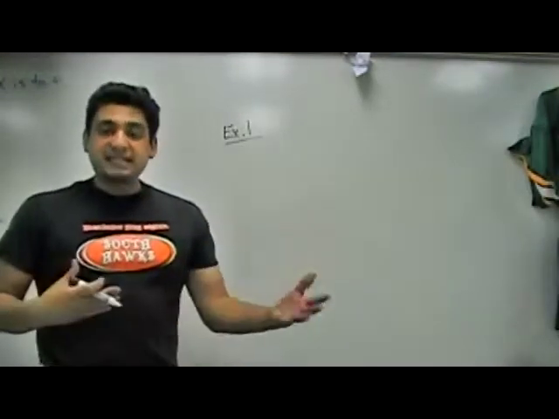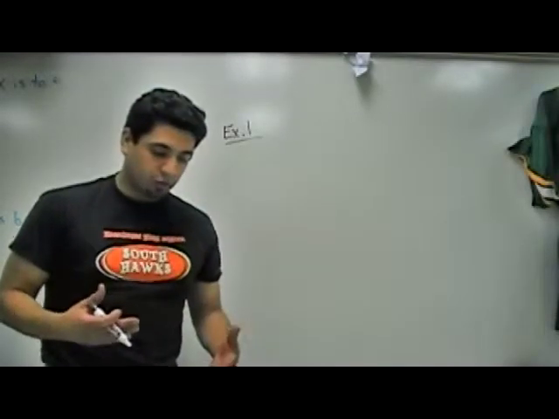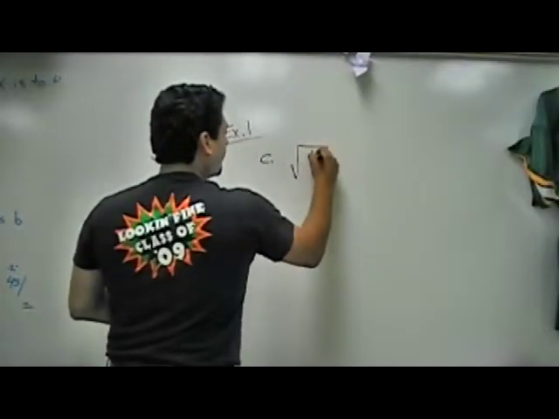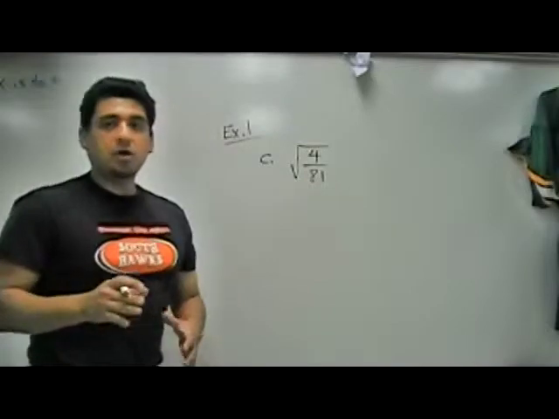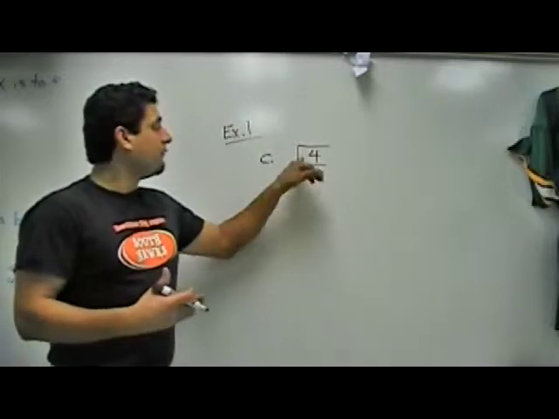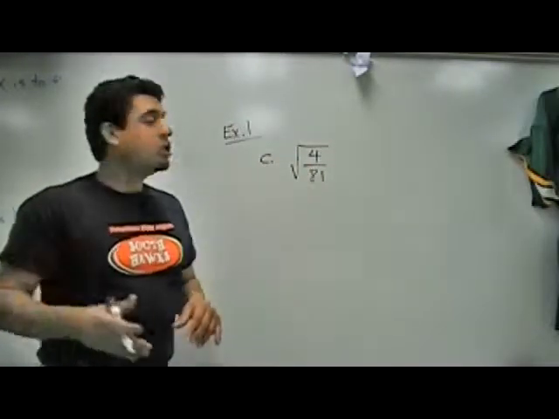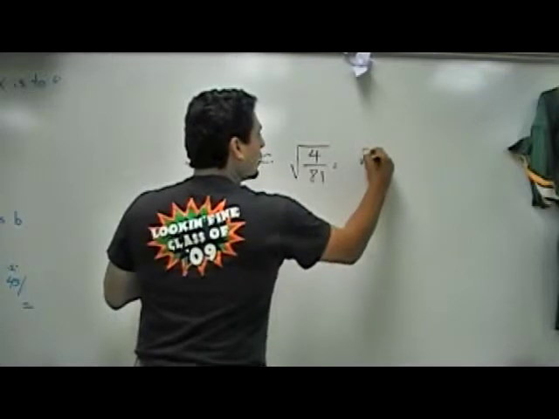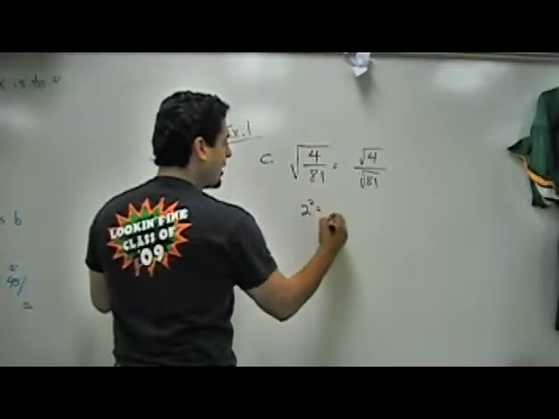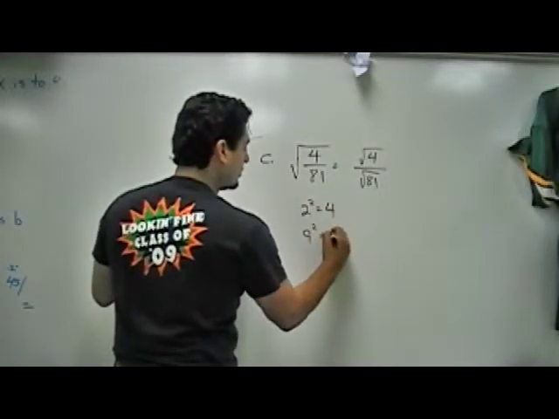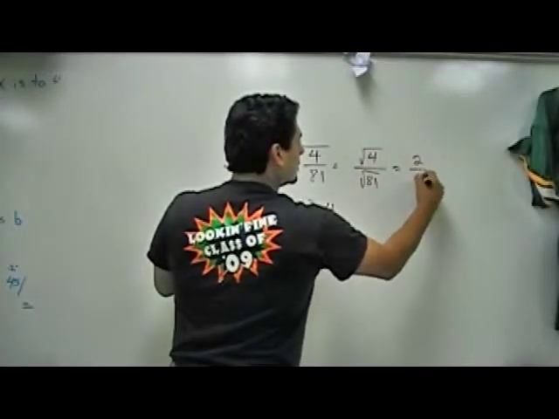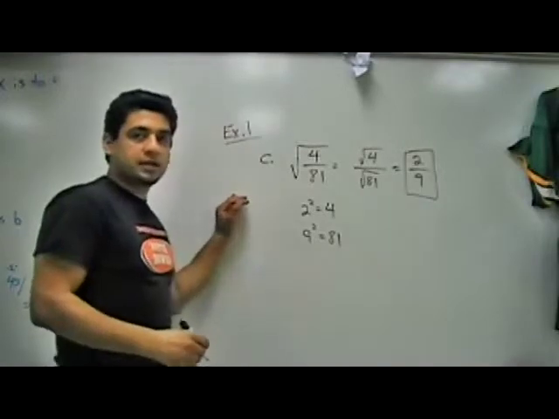All right, now C and D is talking about the quotient rule. So we're going to take letter C, which is the square root of 4 over 81. Now, if you know anything about perfect squares, 81 has a perfect square in 9 squared. 4 has a perfect square in 2 squared. So what we can do is separate these to the square root of 4 over the square root of 81. Since I know 2 to the second power is 4 and 9 to the second power is 81, I can break these two down into their simplest forms, which is 2 over 9. And there's your answer for C.